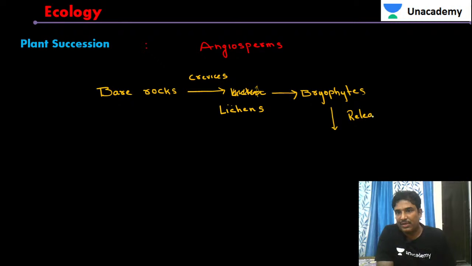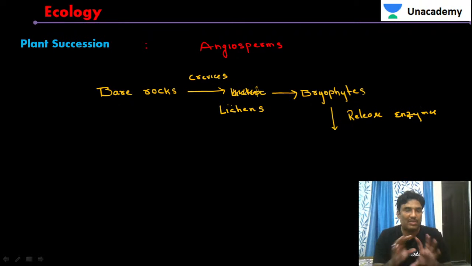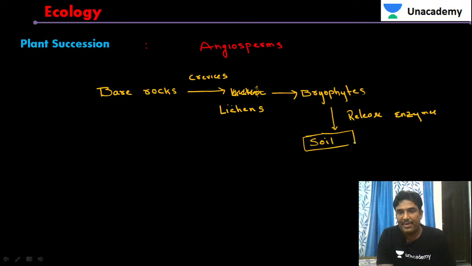When these enzymes are released, the enzymes released by lichens as well as by bryophytes slowly started degrading the rocks. Of course, the process is not completed in one or two days. It may take thousands of years, and slowly it leads to the formation of soil. Due to the formation of soil, it provided habitat for the organisms, that is, for the herbs.